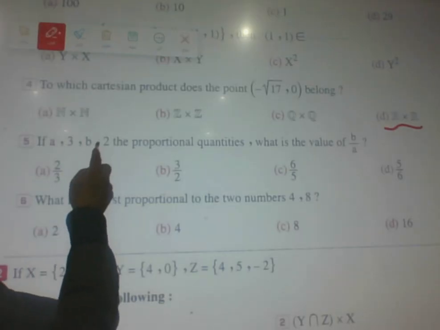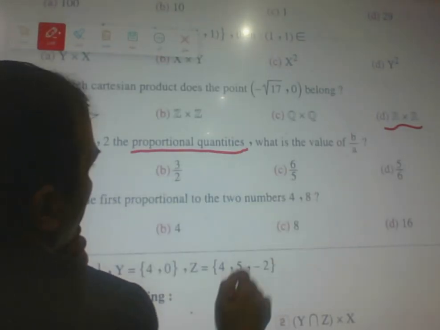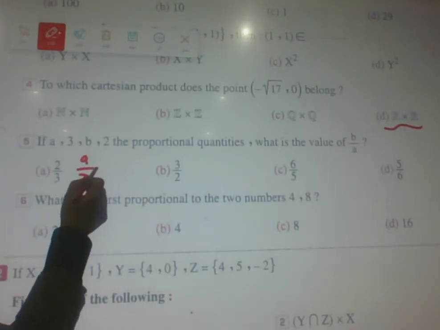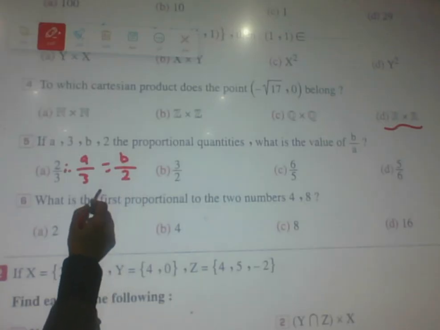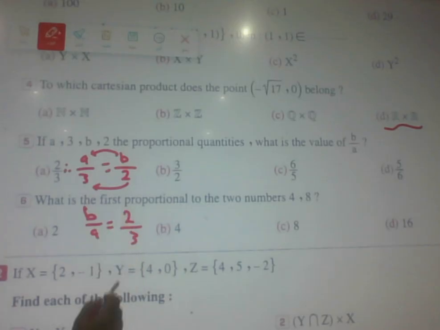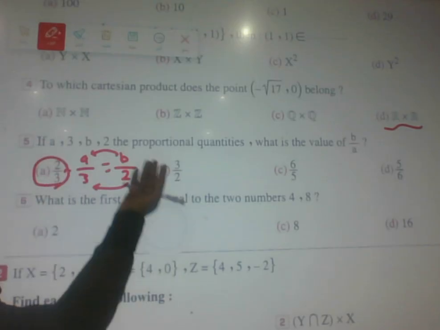Okay, next question down. If 3, A, 3, B, 2 are proportional quantities, what is the value of B over A? Okay, for proportional quantities, first over second equals third over fourth. Then if we divide B by A, B divided by A equals 2 over 3. Then the result will be 2 over 3. Choose letter A.